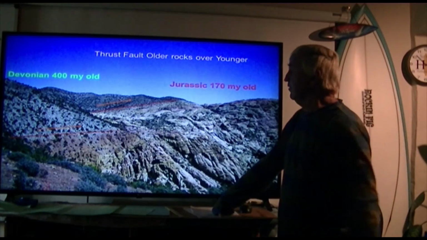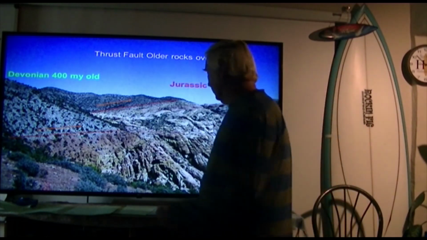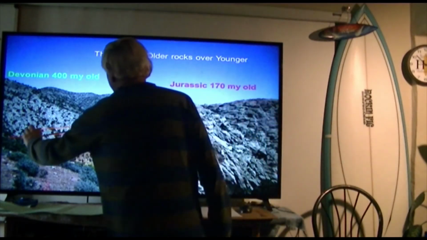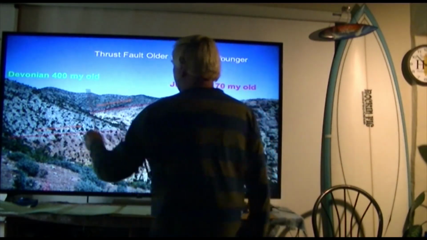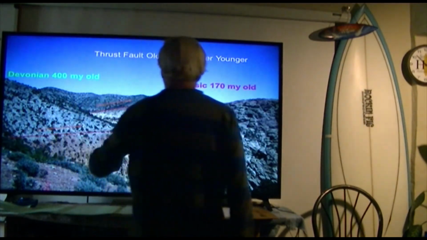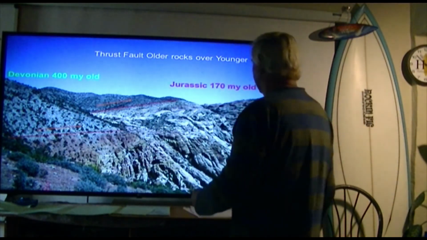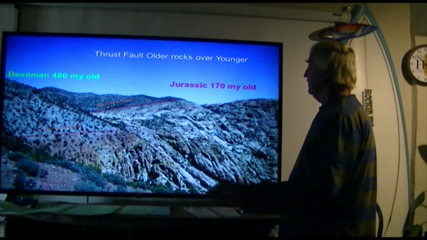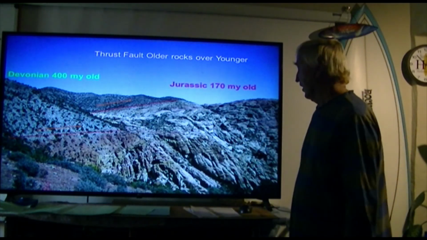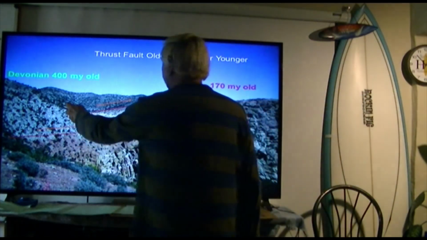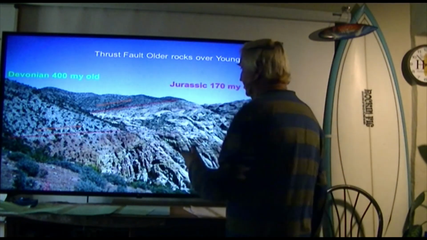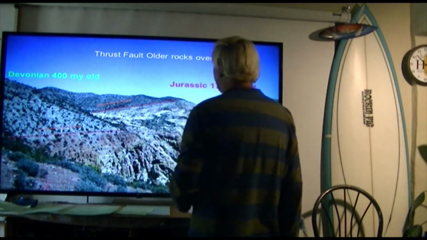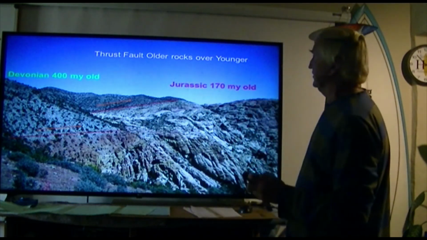So here's a good example of a thrust fault. Low angle, about a 45-degree angle here. And basically these rocks have been pushed on top of these younger rocks. So thrust faults always have young rocks that are overlain by older rocks. So the older rocks are on the top. They're supposed to be on the bottom, but they're not. This violates Steno's law of superposition.